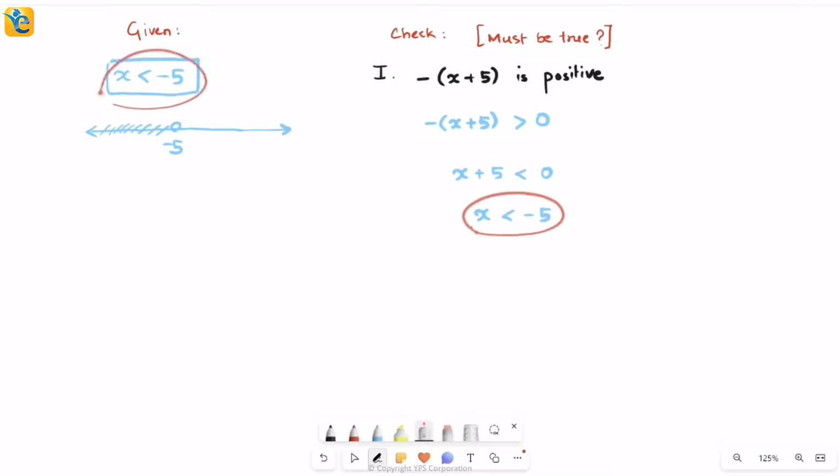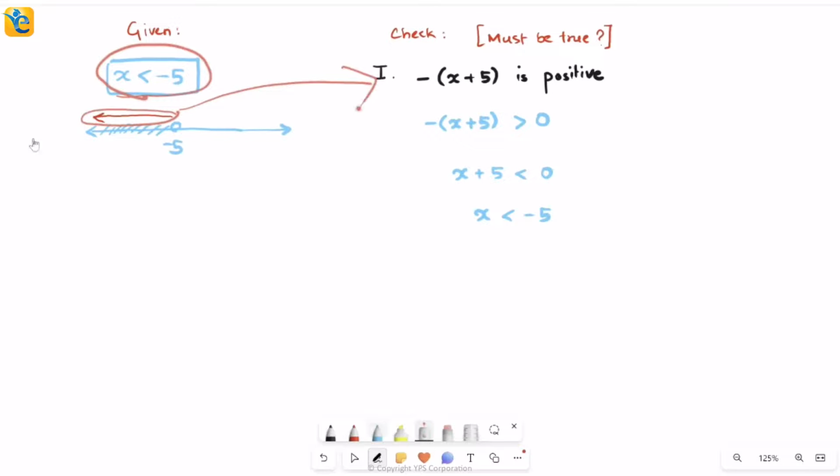This is exactly what my given information was, which means this time my red and blue regions are identical. So wherever my x is in the blue region, it is definitely in the red region as well, which means whenever my x satisfies this given inequality, it definitely also satisfies this third statement. So the third statement also must be true.